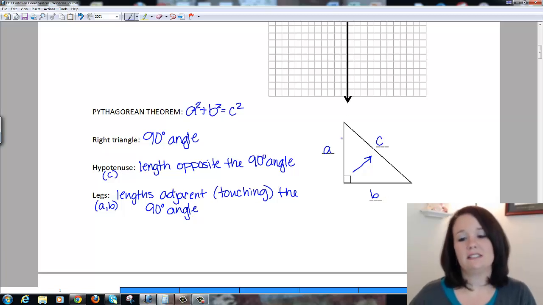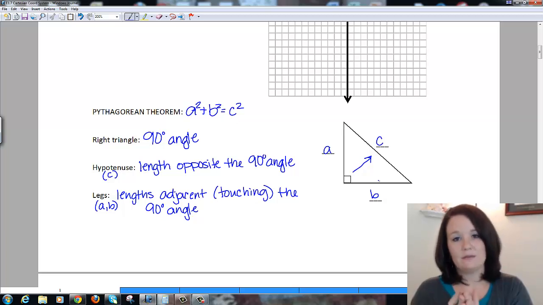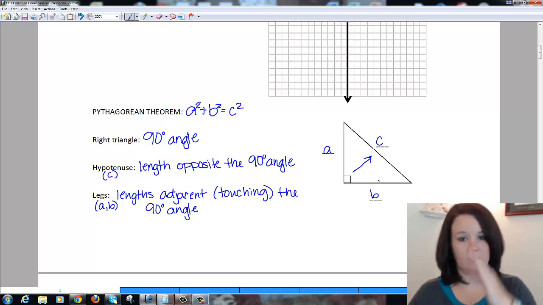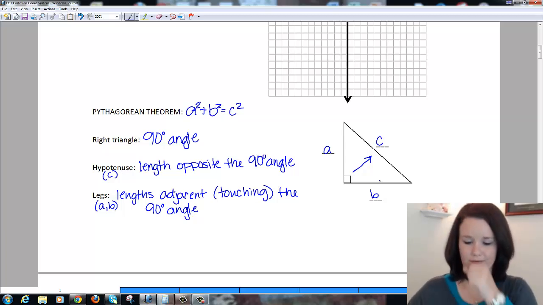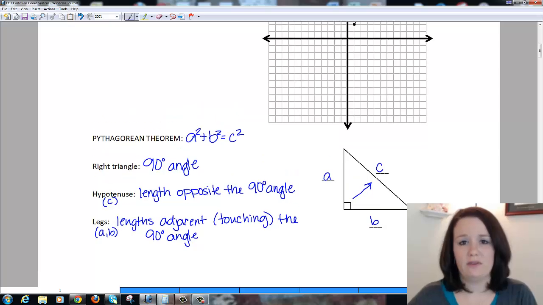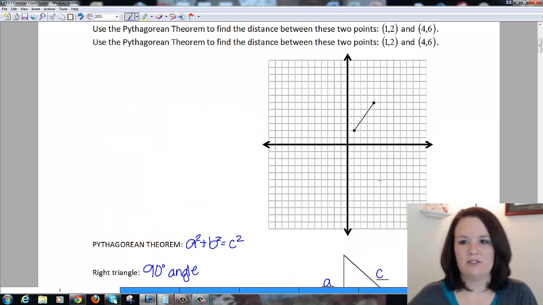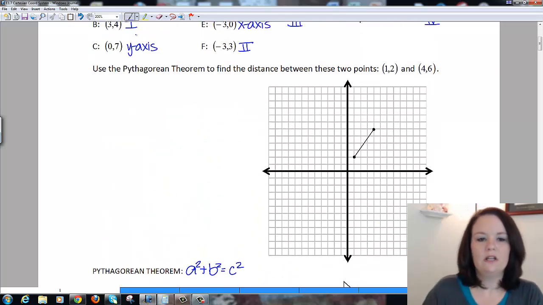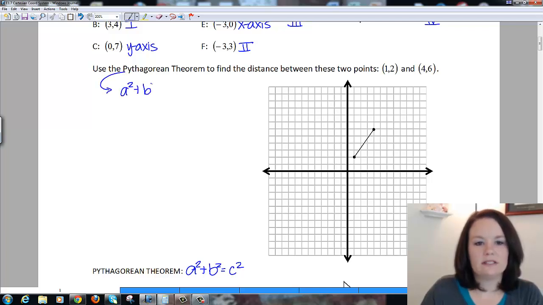So what this says is if I take the two lengths or the two edges, A and B, and I square those lengths and add them together, that's the same as if I were to take my hypotenuse, or my length that's opposite the 90-degree angle, and square that. We're going to use that to see if we can figure out the distance between these 2 points. So I'm going to write the Pythagorean theorem we know: a squared plus b squared equals c squared.